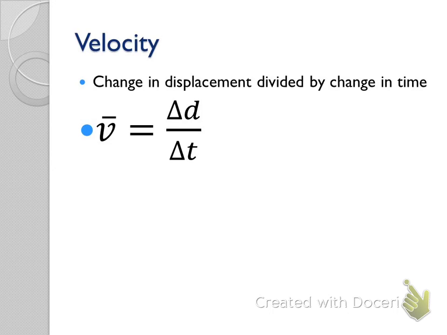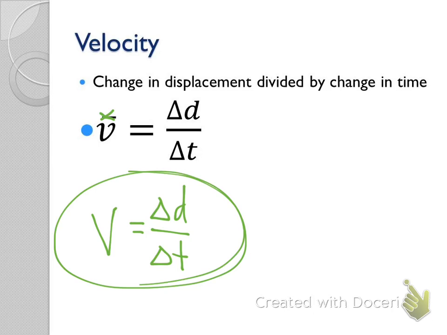Change in displacement over change in time. So, your first physics equation. Velocity equals distance over time. Okay, change in displacement over change in time. This line means average. Your book puts it in there, but I won't ever write it, so you don't have to put it on there. Okay? Velocity equals change in displacement over change in time. Okay? This is a big day for you, your first physics equation.